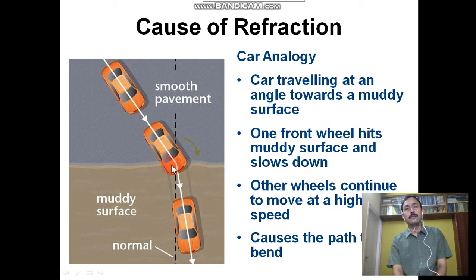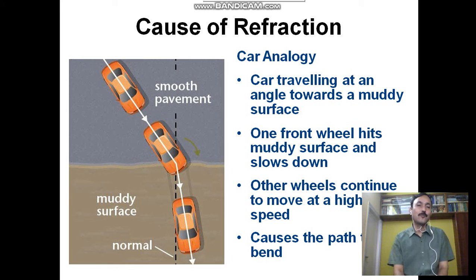One front wheel hits the muddy surface and slows down. Other wheels continue to move. This is the front one. It hits the muddy surface and slows down. Other wheels continue to move at higher speed. Its front wheel's speed is low, and the back wheels' speed is higher. Then what will happen? It will deviate, or deflect its path, causing the path to bend.